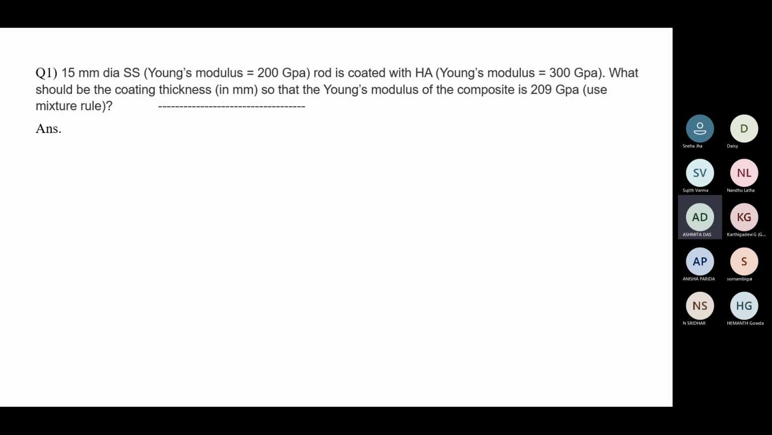A 15 mm diameter stainless steel rod, whose Young's modulus is 200 GPa, is coated with HA. What should be the coating thickness in millimeters so that the Young's modulus of the composite will be 209 GPa? Use the mixture rule. I request you to solve this question, then we'll go for the solution.